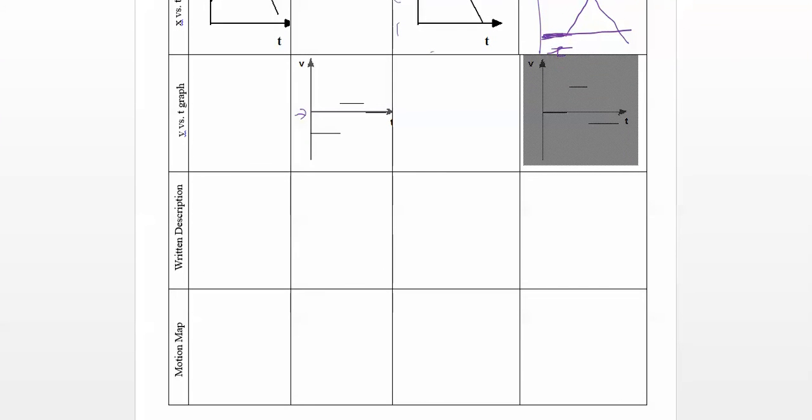And written description. Now this one I'm not going to write, but we know that something is standing still for a little while. It's going with a positive velocity for a little while. Then it's going with a negative but smaller negative velocity. Well, that's all you need for a written description, but feel free to actually add some imagination to it.